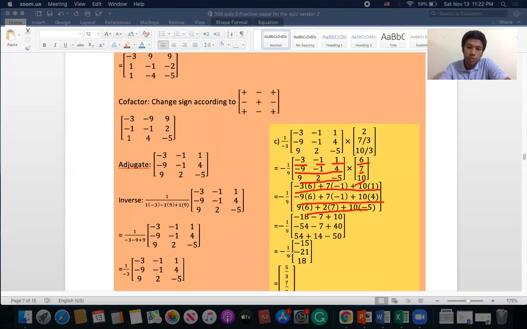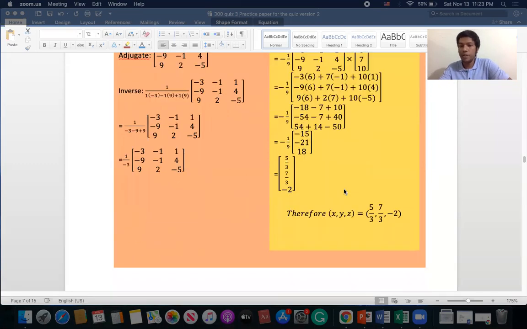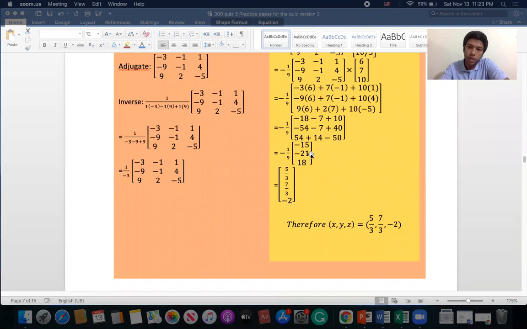Now we have minus 1 by 9 outside, and this is the time we bring it inside, because now it will not affect our addition and subtraction here. So this is minus 1 by 9 into minus 15. Minus minus cancel out, so that means 15 divided by 9. 15 divided by 9 means 5 divided by 3, because both are cancelable by 3. This is how we get 5 by 3.